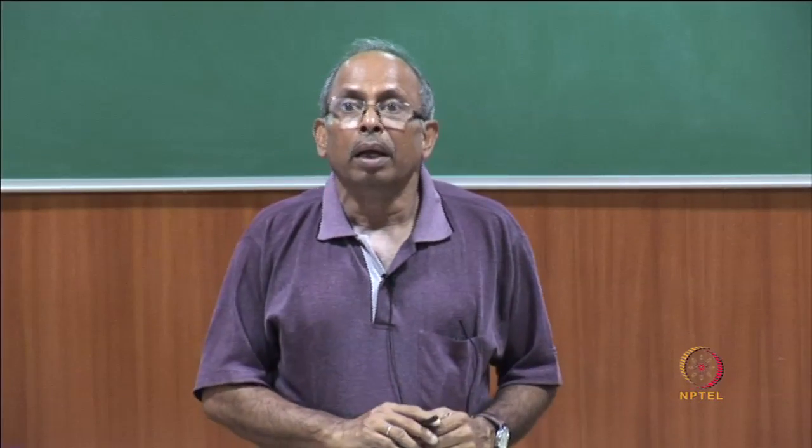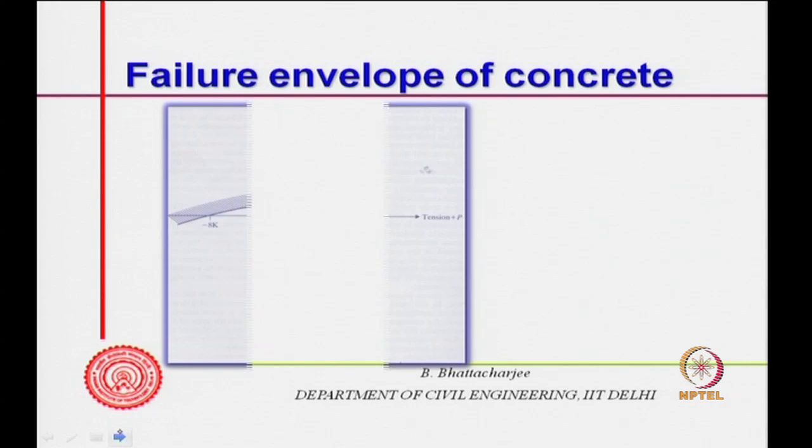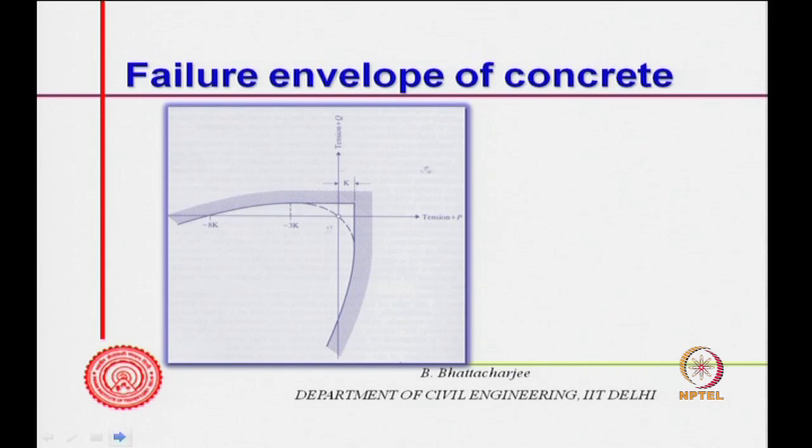Okay. Let us see the failure envelope of concrete under biaxial situation. That means you have applied stress in one direction and in another direction, a biaxial situation. So, this side is tension, this is compression, this is tension, this is compression. P is applied here, minus P is compression. So, that is the failure envelope of concrete. That means, this is the boundary.